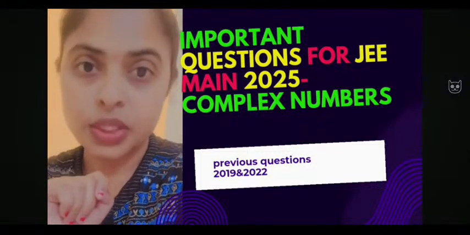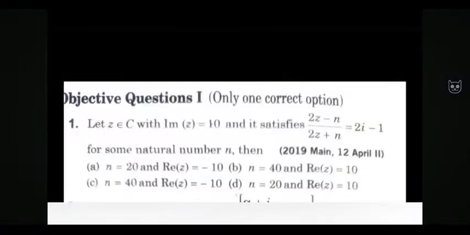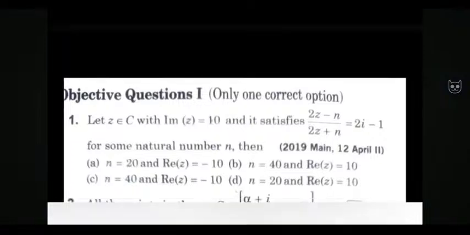Let us discuss the questions. The first question: let z belongs to C with imaginary part of z equal to 10, and it satisfies (2z minus n) by (2z plus n) is equal to 2i minus 1 for some natural number n. This question was asked in 2019. Now check which option is correct.